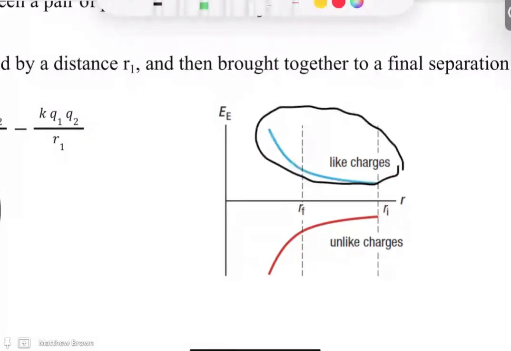And on the bottom, if they're unlike charges, it's doing this all by itself. You would have to do work to pull them back apart. So then that would be negative.